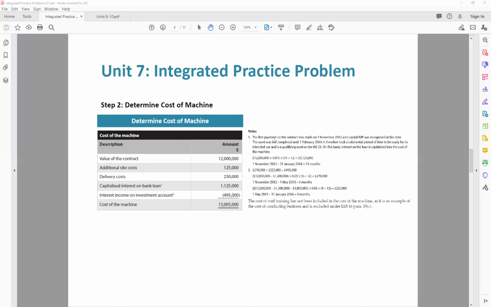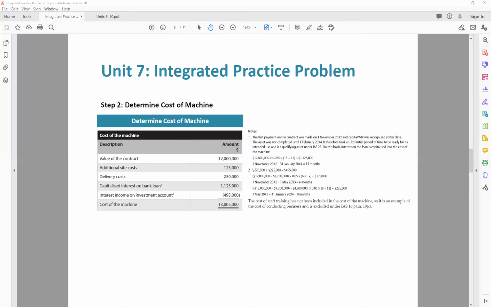So the first payment on the contract was made on the 1st of November. Okay, the asset itself took a substantial period of time to be ready for its intended use, and therefore it would have satisfied the definition of a qualifying asset, and the machine would have been ready by the 31st of January 20X4. And so here you can see that the total duration is going to be 15 months. Okay, and so you can see that initially the capitalized interest on the loan is going to be this amount.